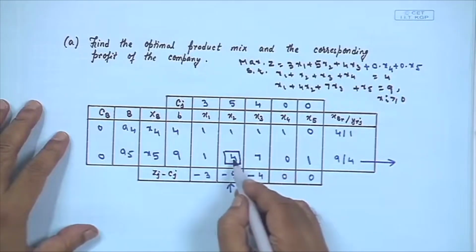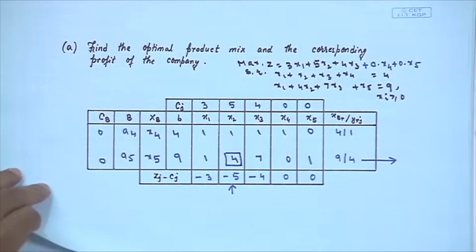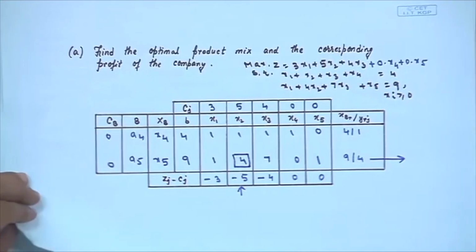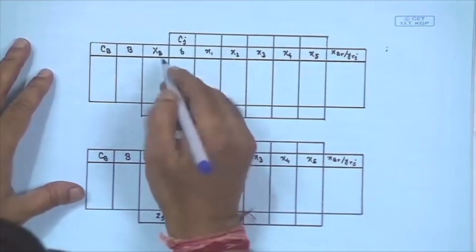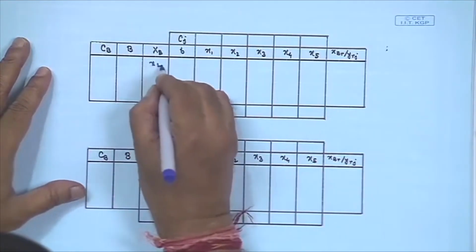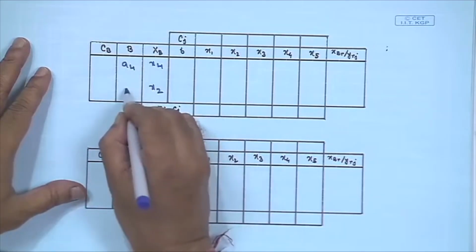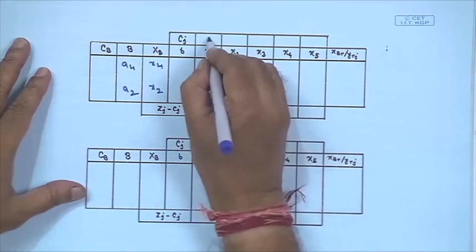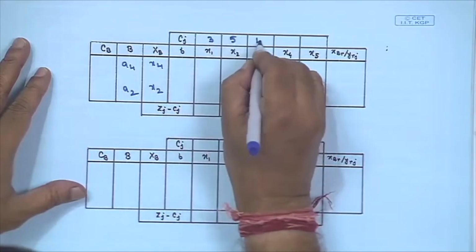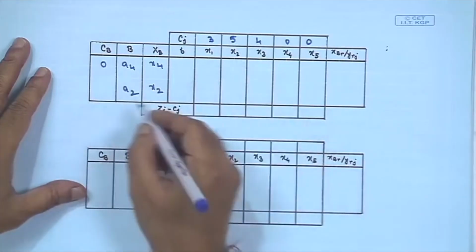So, I have to make this element 1 and the other elements 0. In the next table your x 5 will be replaced by x 2. So, let us write down the next table. In the next table your x 4 will remain as it is, and you now have x 2. So, it is a 4 and a 2. Your CB is 3, 5, 4, 0, 0, so x 4 is 0, x 2 is 5.